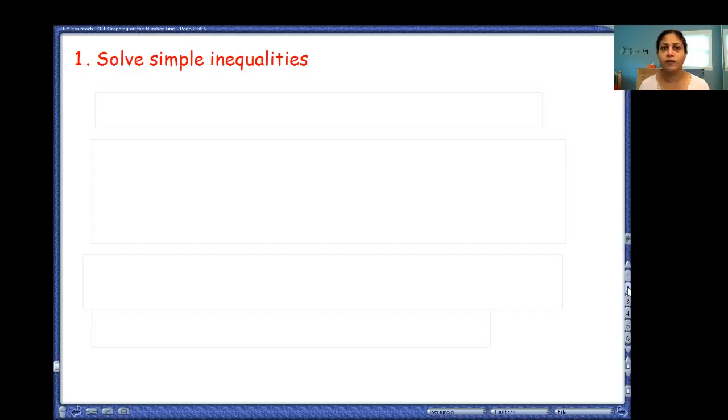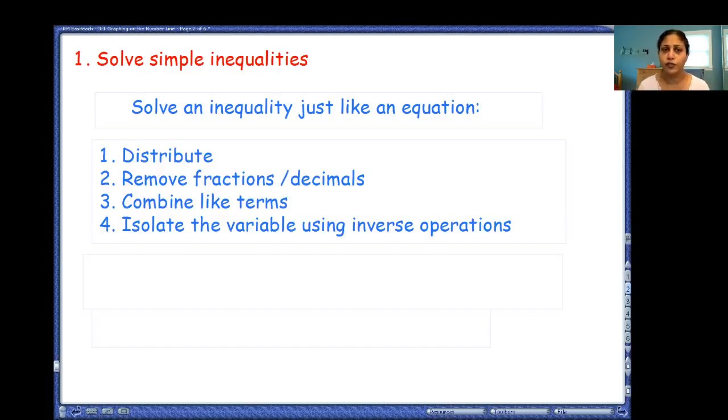So how to solve simple inequalities. An inequality is simple if there is only one inequality sign. You solve an inequality very similar to solving an equation. Distribute first, remove fractions and decimals, combine like terms on either side, and then isolate the variable using inverse operations.